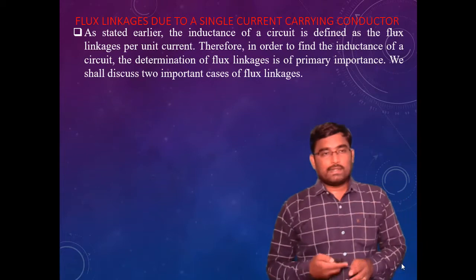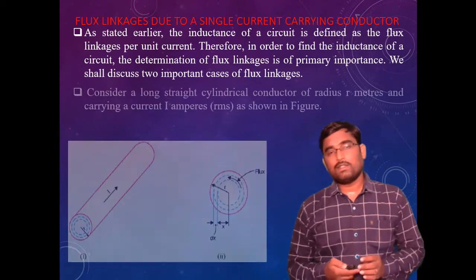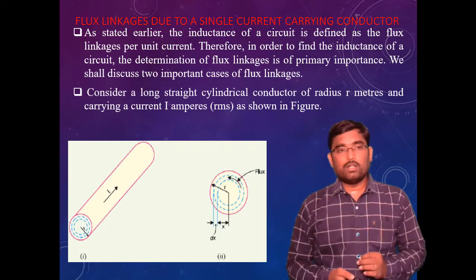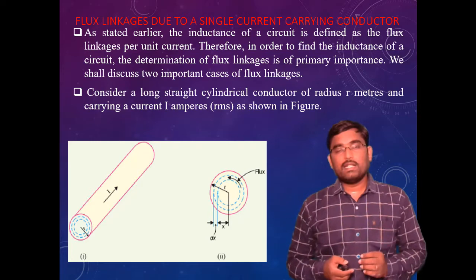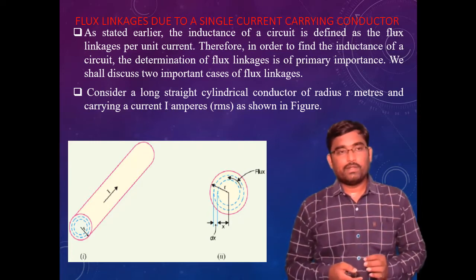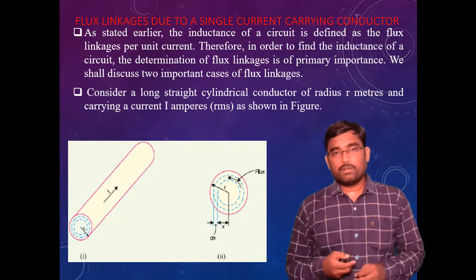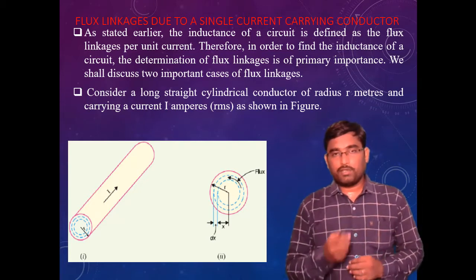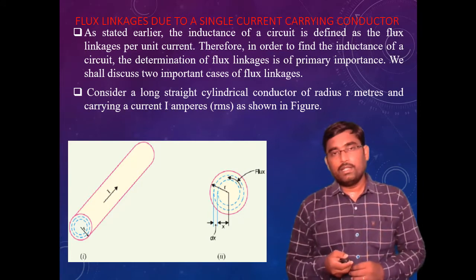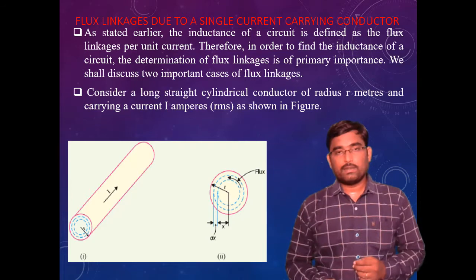As stated earlier, the inductance of this circuit is defined as the flux linkages per unit ampere of the current. Now let us derive the inductance for a single current carrying conductor. In order to derive it, first we need to write the expression for the flux of a single current carrying conductor. Then by taking ψ by I, we will get the inductance.